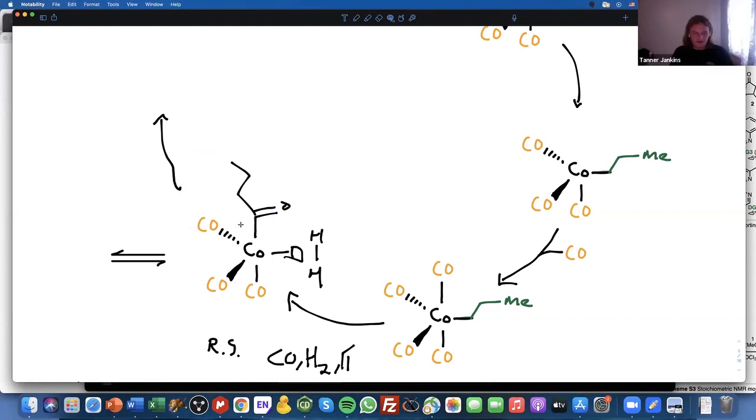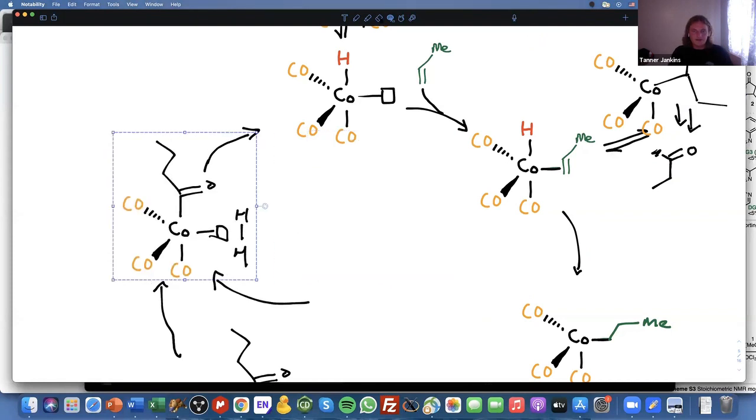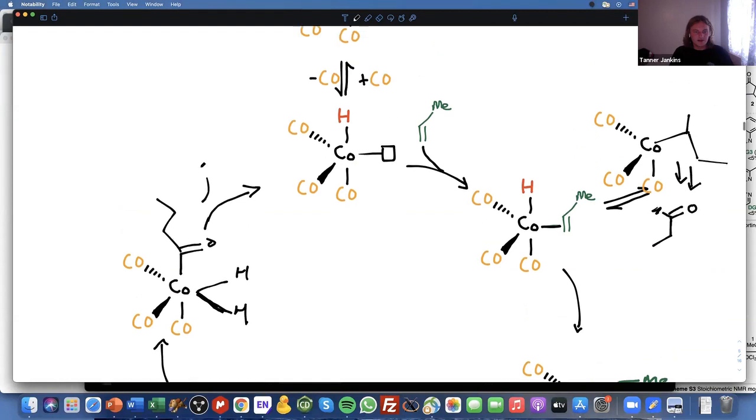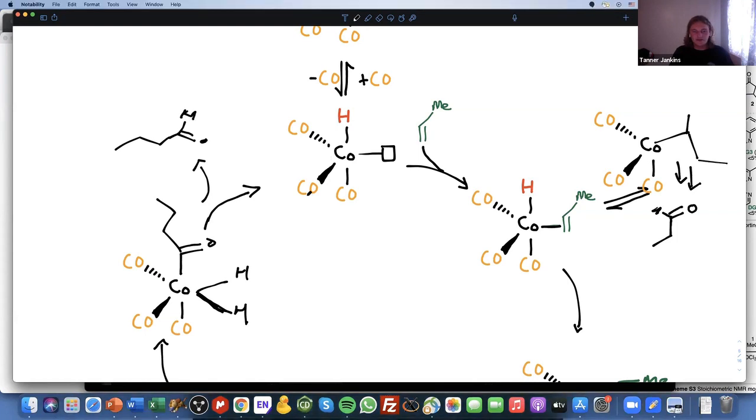Yes, your first guess was right, and we get oxidative addition of hydrogen to form the dihydride. And then can you finish off the cycle here? What are we going to get out as the product? You just need reductive elimination to get your aldehyde product. Perfect. So reductive elimination gives us the linear aldehyde and regenerates the cobalt monohydride.